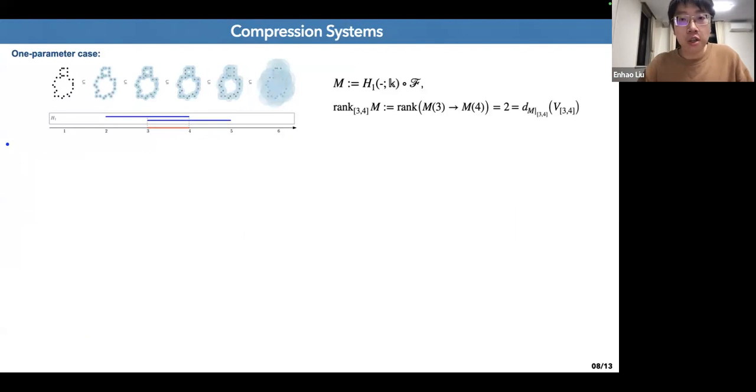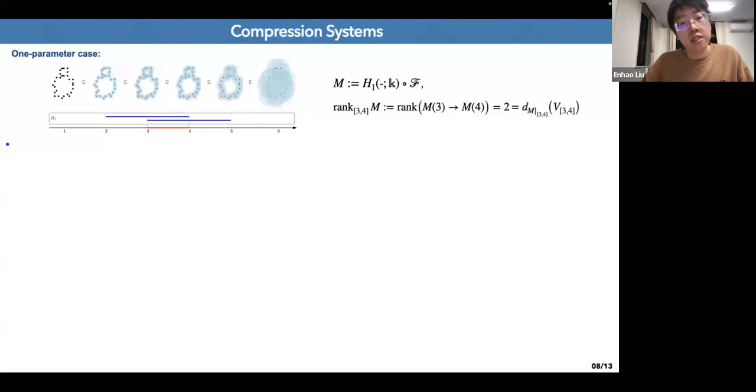Okay, now after having this explicit formula for interval multiplicity, let me introduce how we first generalize the rank invariant. So first, we need some notation called the compression systems. First, again, let me just revisit the one parameter case. As we saw before, the rank 3-4 of the persistent homology M here is 2.